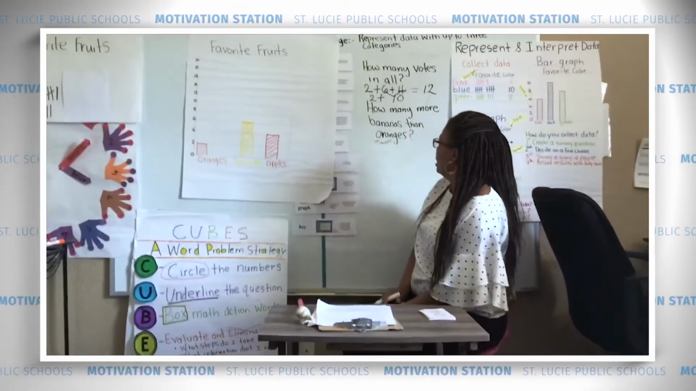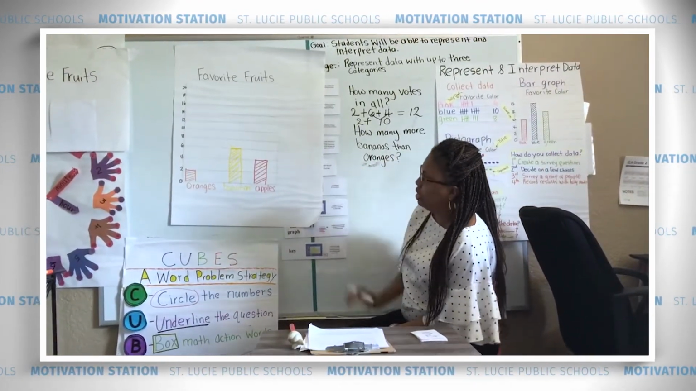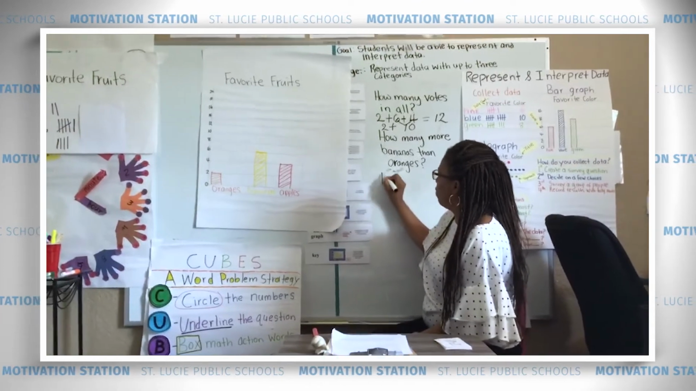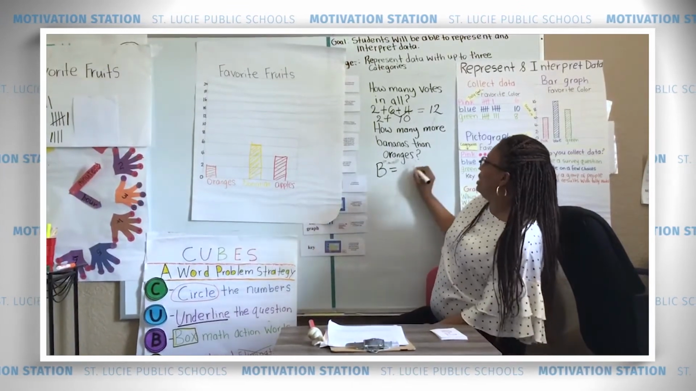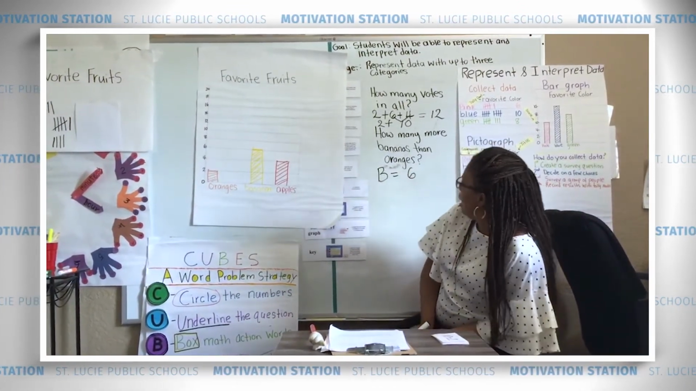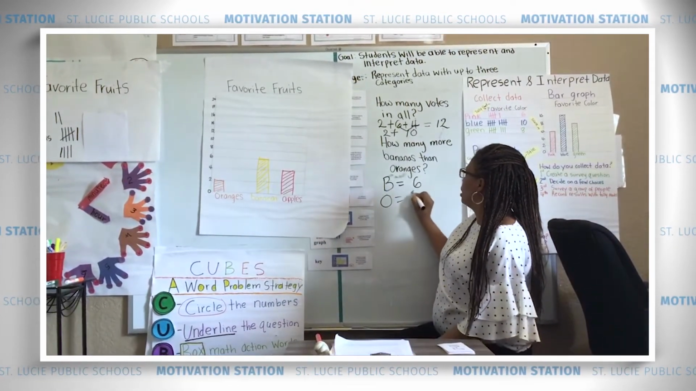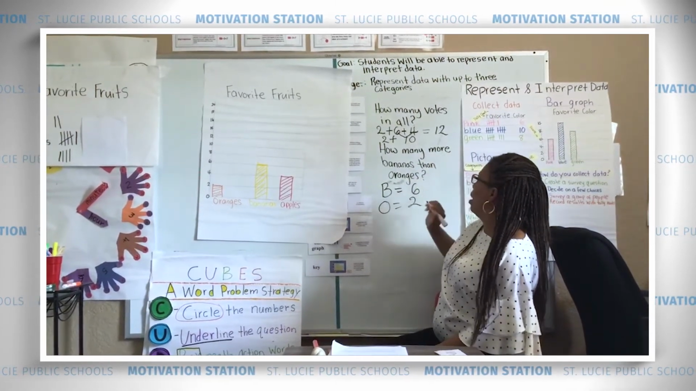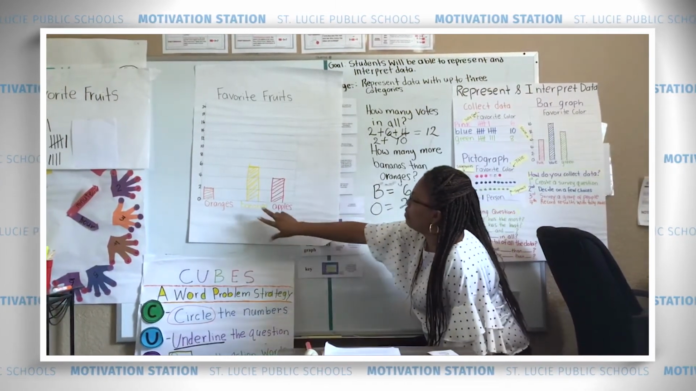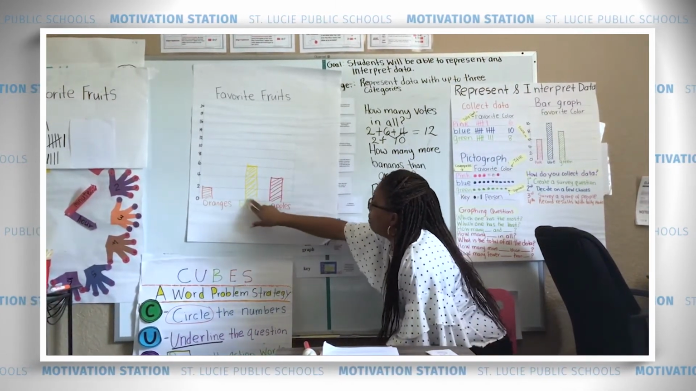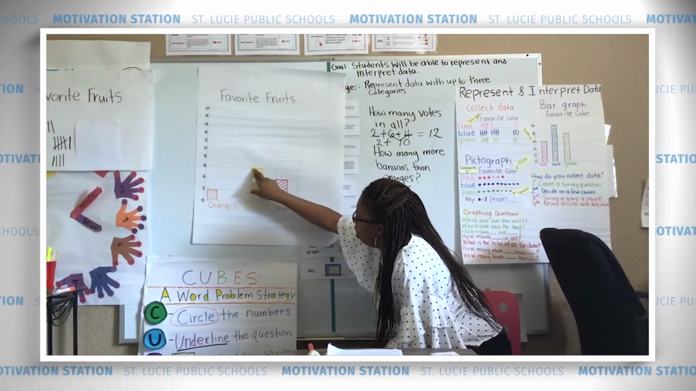Now the next question is, how many more bananas than oranges? Okay, so my banana, I'm going to put B for banana. And bananas was how many, boys and girls? Bananas was 6. Good. And then oranges was how many? Oranges was 2. So it says how many more bananas than oranges. So I'm going to look at that, and I could even use this to compare.